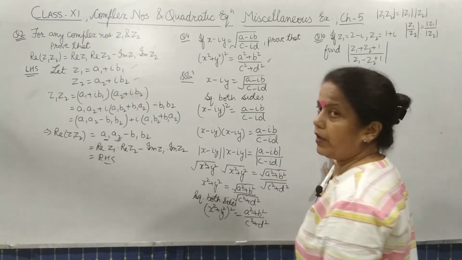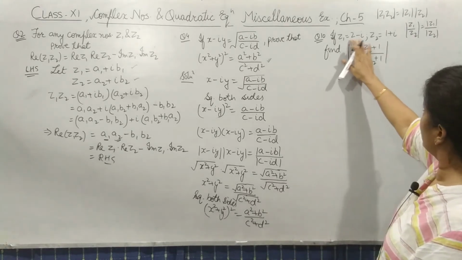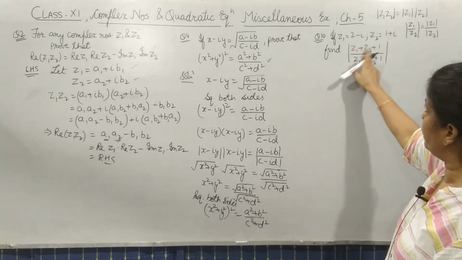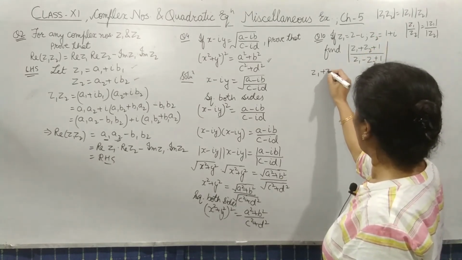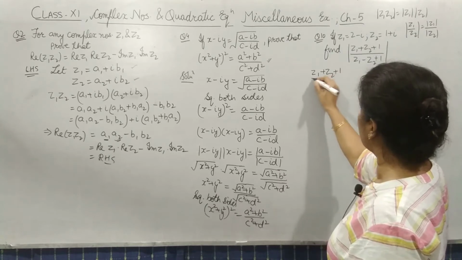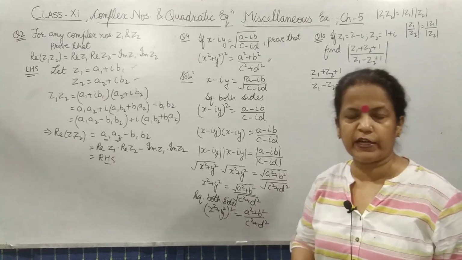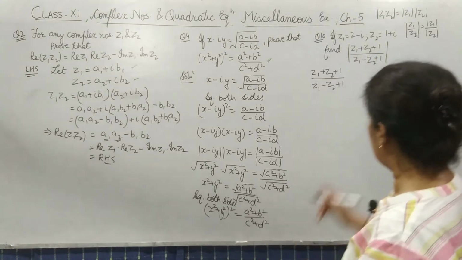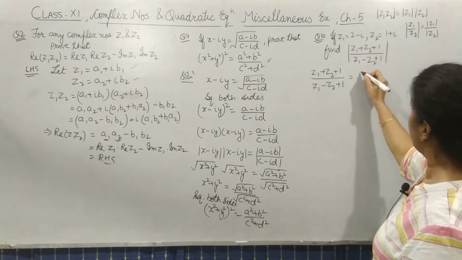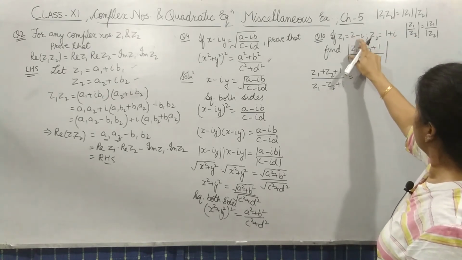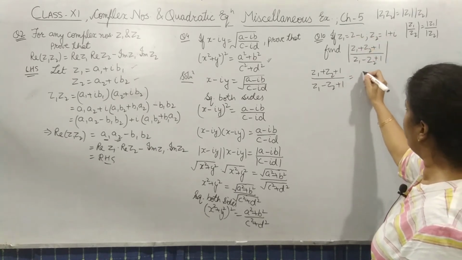Okay. Now, come to question 10. In question 10, z1 and z2 values are given, and you have to find this. So first thing we will do, we will find only z1 plus z2 plus 1 upon z1 minus z2 plus 1, its value without modulus. So put the value of z1 plus z2. It will come as, this iota will be cancelled out. So 3 plus 1, 4.